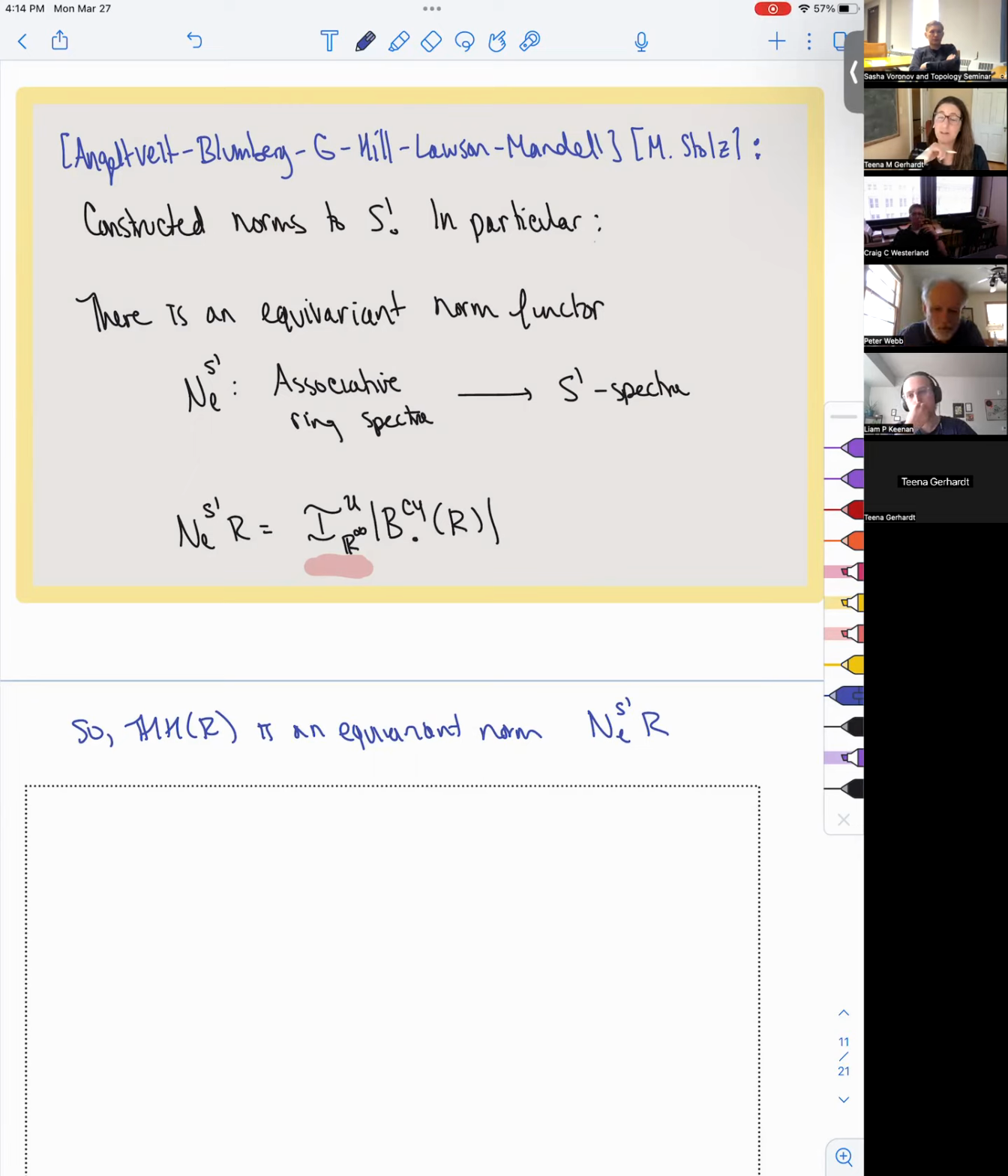I didn't put the change of universe there when I defined THH, but you could. It depends on what you want to do; you can view THH in all these different ways. I could view it as a naive S1 thing. I could view it as a genuine S1 thing. So I wrote a more naive thing earlier, but yes, you could have a change of universe functor there as well. Okay, thank you.